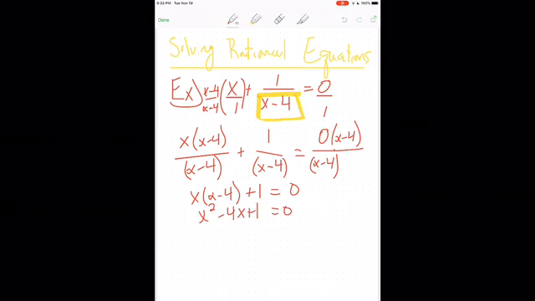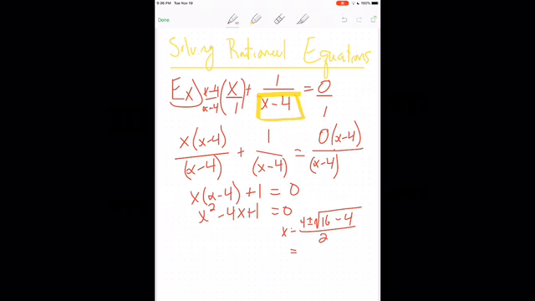How do we solve for x now? It's a quadratic because we have x squared. So we can try and factor this. Well, what multiplies to 1 and adds to negative 4? No integers that we know of. So we're going to use the quadratic formula. x equals 4 plus or minus square root of b squared, so negative 4 squared is 16, minus 4ac, so 4 times 1 times 1 is 4, all over 2a, which is 1, so 2.